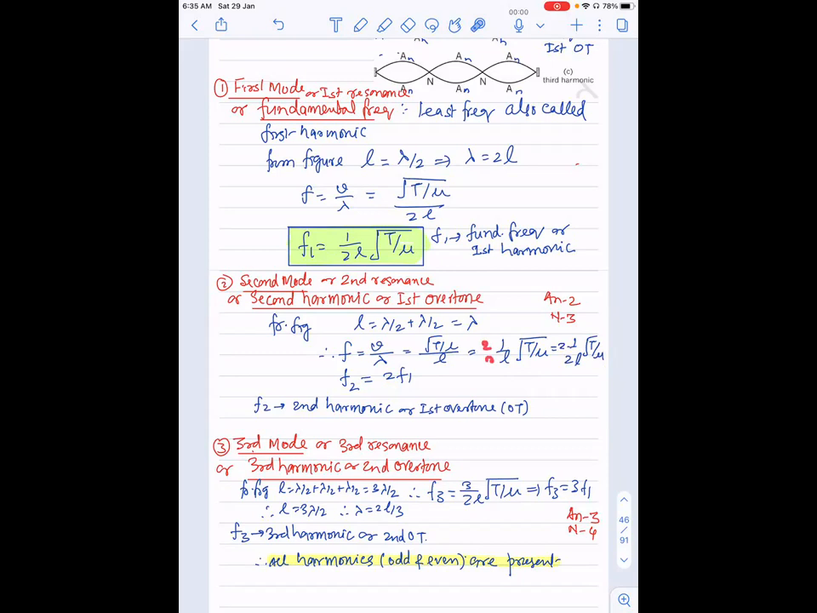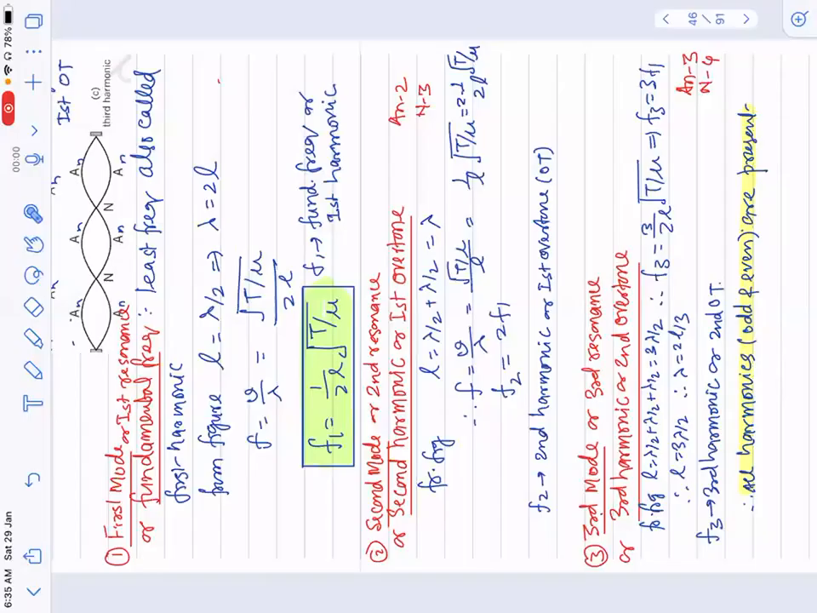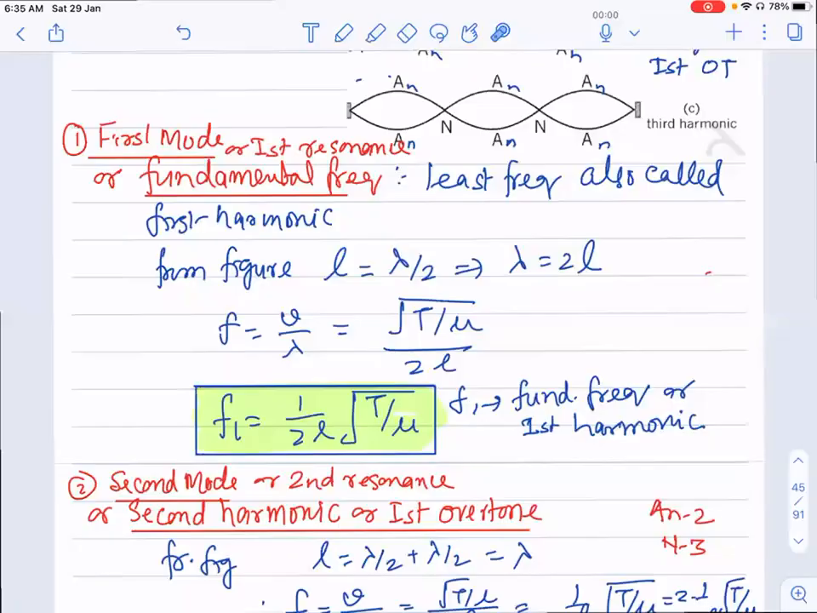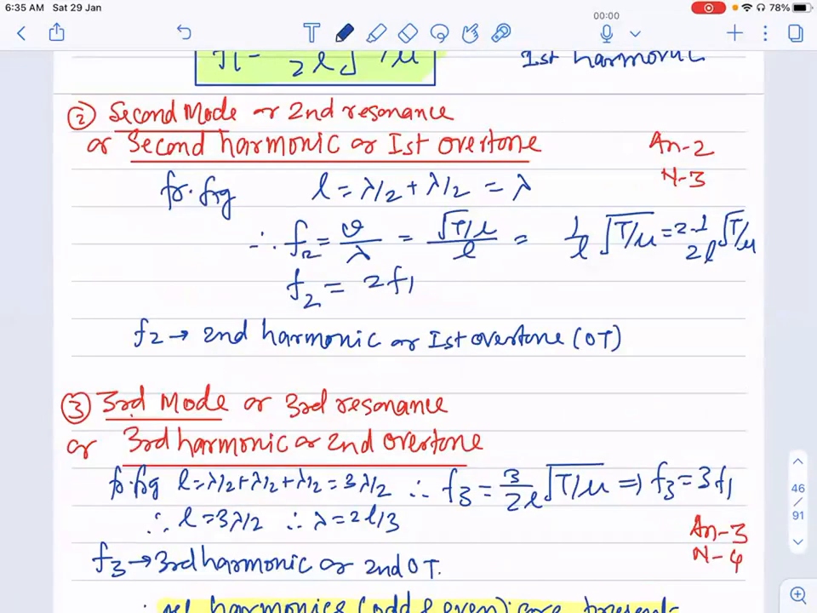The 2 comes up; multiply and divide by 2 on top. So this thing becomes the fundamental frequency. Since it is this frequency, how much frequency is this coming? Twice of F1. So this is called F2, the second harmonic. F2 is known as second harmonic or first overtone.